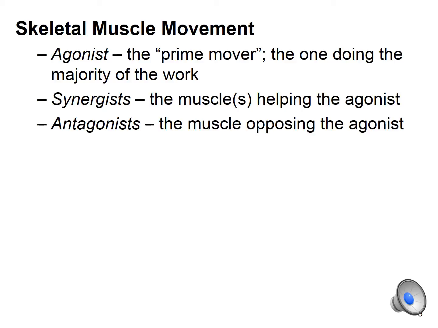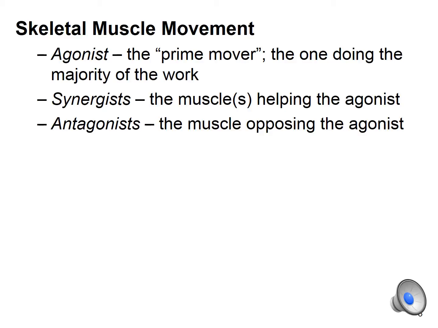The antagonist is the muscle opposing the agonist. So in the case of doing bicep curls, the antagonist would be the triceps, and this is a pretty good example because we're pretty familiar with the biceps versus the triceps. The triceps is right behind, posterior to the biceps, and again, it's the muscle that's going to antagonize the biceps.